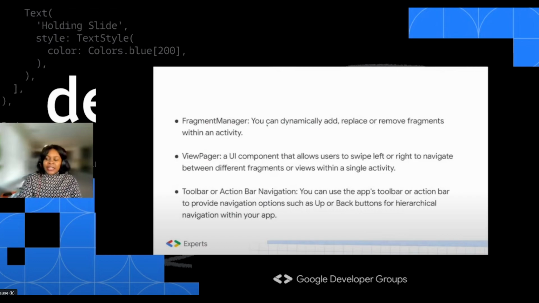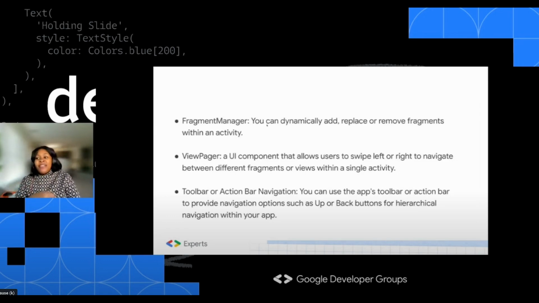And then finally, I added a few more examples here in case everybody doesn't know about this, but this is just a fragment manager. You can dynamically add or replace or remove fragments within an activity. And then we have the view pager. I think many of us here, if you've never heard about the view pager, you can look into it. That's a UI component that allows users to swipe left or right to navigate between different fragments. So when you have a view pager, you just view the page and then you're able to swipe, and then you can move back. And that comes in well when you're doing an onboarding process.